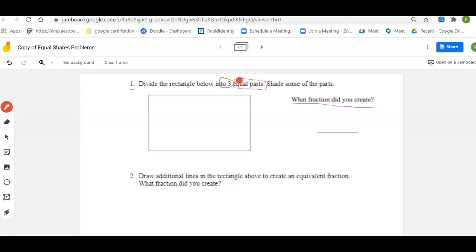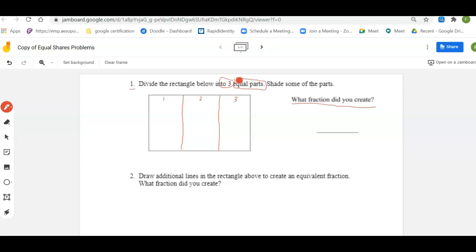Alright, so let's take a look at this one. If you divide into equal parts, that means you're doing the best you can if you're just using your hand. And I would say that this is really close to equal parts. It's not going to be perfect when you're drawing with your hands. But I've got 1 equal part, 2nd equal part, and this is the 3rd equal part. So I got 3 equal parts.